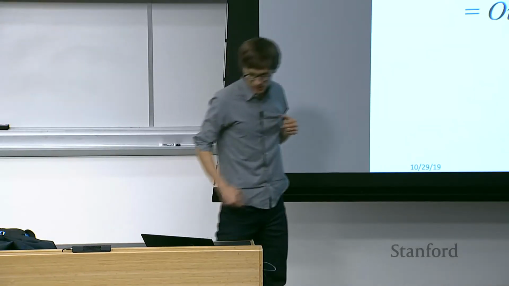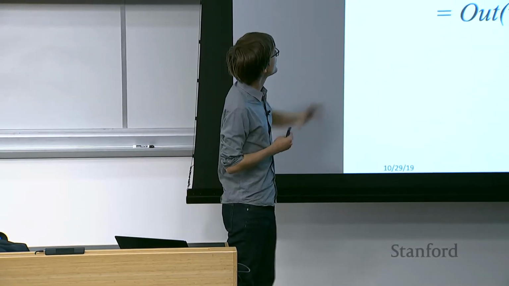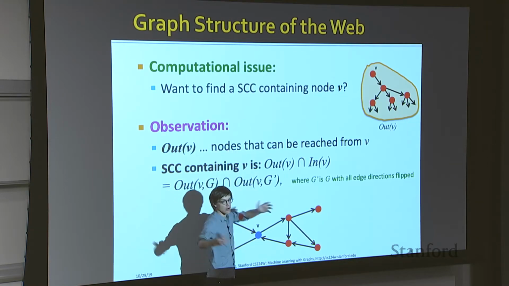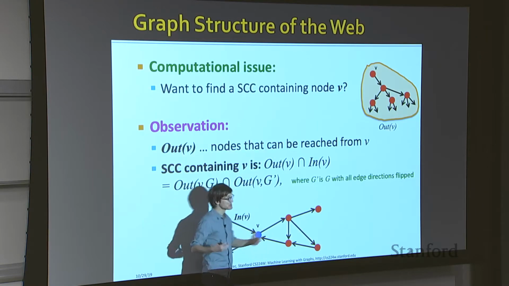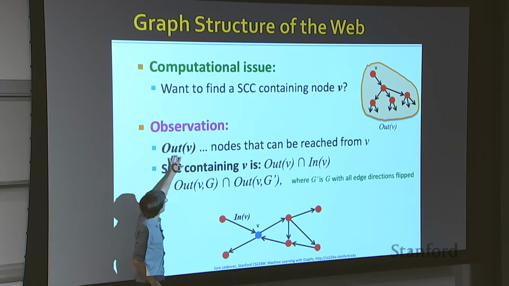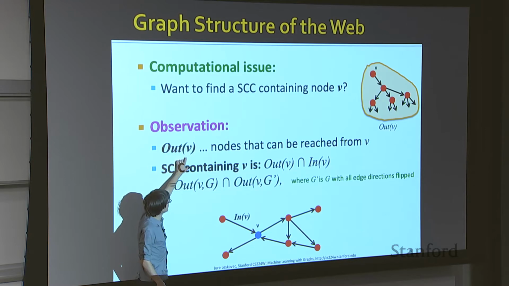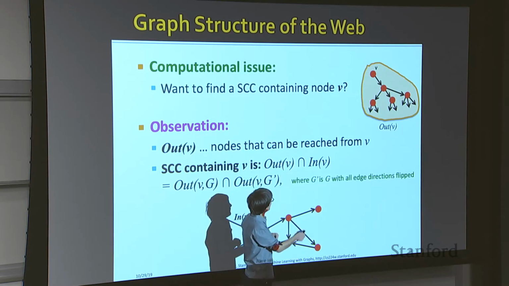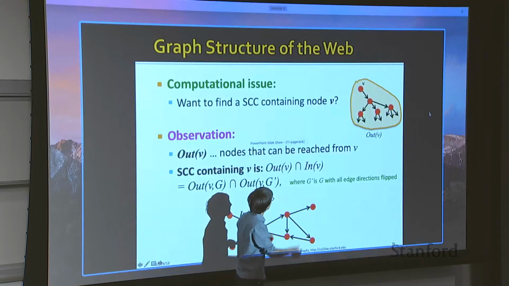Okay? So there are 2 issues. First is the computational issue. How do I find strongly connected components? That seems very hard. And the observation is that doing this can actually be quite easy, right? So you can take, again, remember we defined this notion of the out component of a given node V, which is the set of nodes that can be reached from V. I show this up here, right?